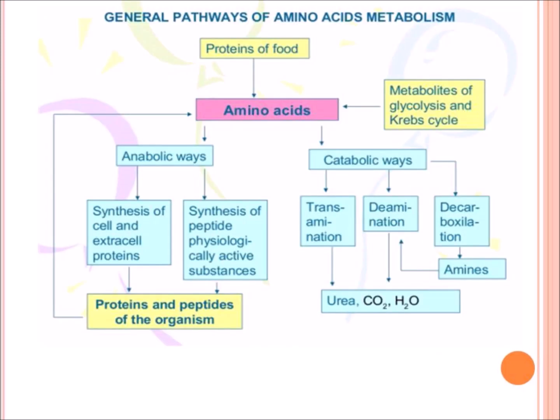When we examine the general pathway of amino acid metabolism, amino acids are formed as a result of digestion of proteinaceous food as well as metabolites of glycolysis and Krebs cycles. So amino acids will undergo two pathways. One is the anabolic pathway, meaning synthesis of cell wall, extracellular protein, synthesis of peptide physiologically active substances, and forming proteins and peptides of the organism. The catabolic pathway includes transamination, deamination, decarboxylation, etc., to break down the amino acids finally to carbon dioxide, water and urea.